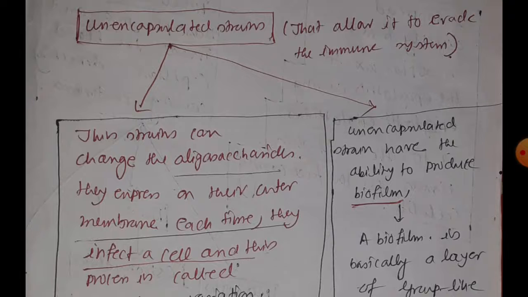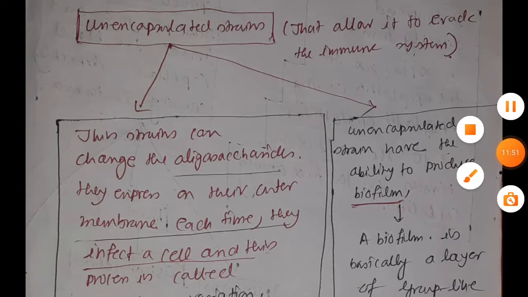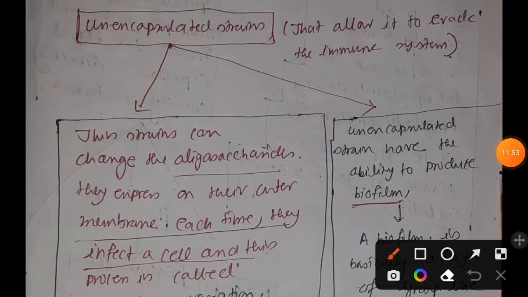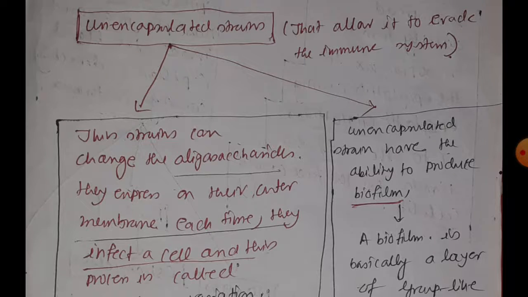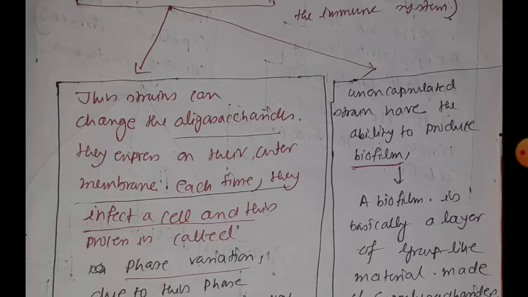But compared to encapsulated bacteria, unencapsulated strains are less protected because they lack that antiphagocytic part. That means if a macrophage or neutrophil can somehow recognize it, it will immediately cause phagocytosis. There is no doubt about this. So how do unencapsulated bacteria cause infection?